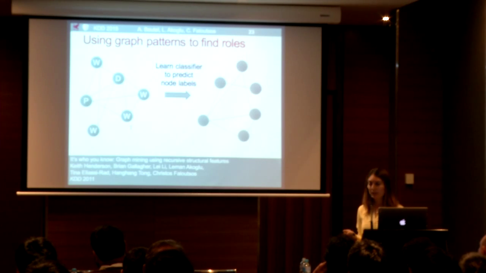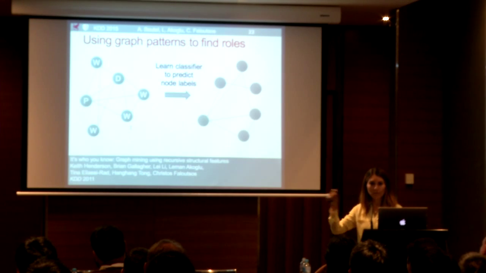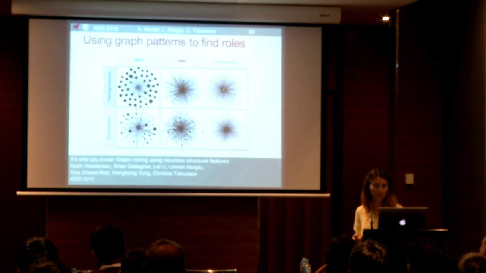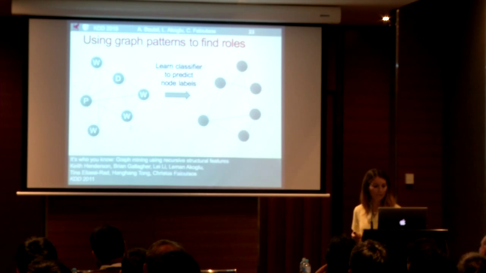In the supervised case, you have the graph, you have the nodes, you have labels for them. So let's say there are 4 Ws, 1D, 1P, right? These are representations of roles. Then using these recursive structural features extracted from the neighborhood or subgraphs, we can learn classifiers to label unknown nodes in a different graph or in the same graph.